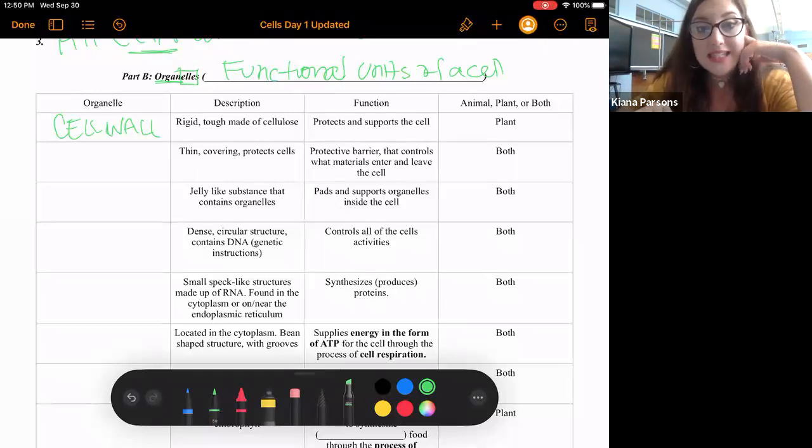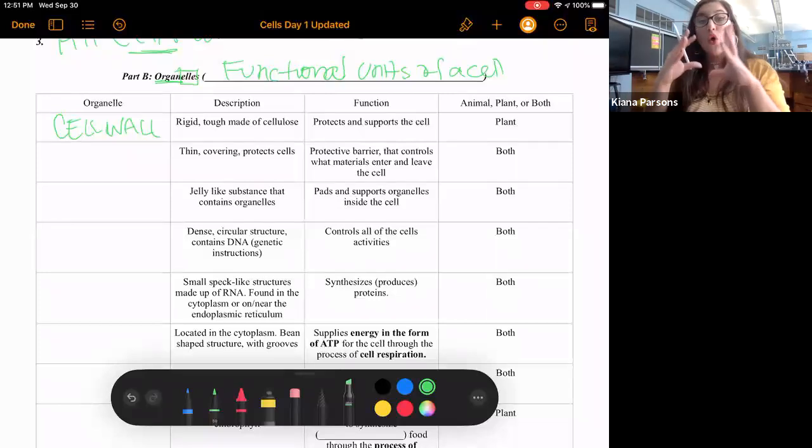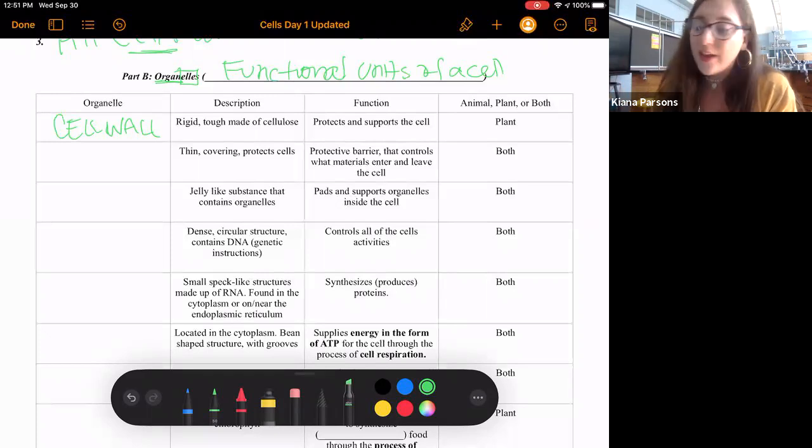And what gives plant cells that rectangular shape is this rigid, tough cell wall that protects and supports the cell and provides its structure. In humans and other animals, our cells are not what provides structure to our bodies, but rather our bone structure provides that structure and rigidity. So all of our individual cells are more round and soft as compared to plant cells.